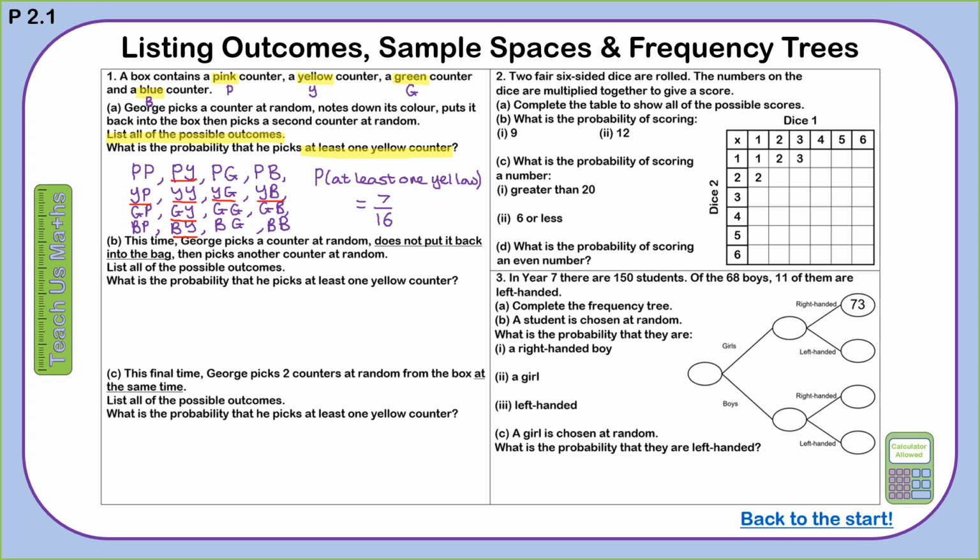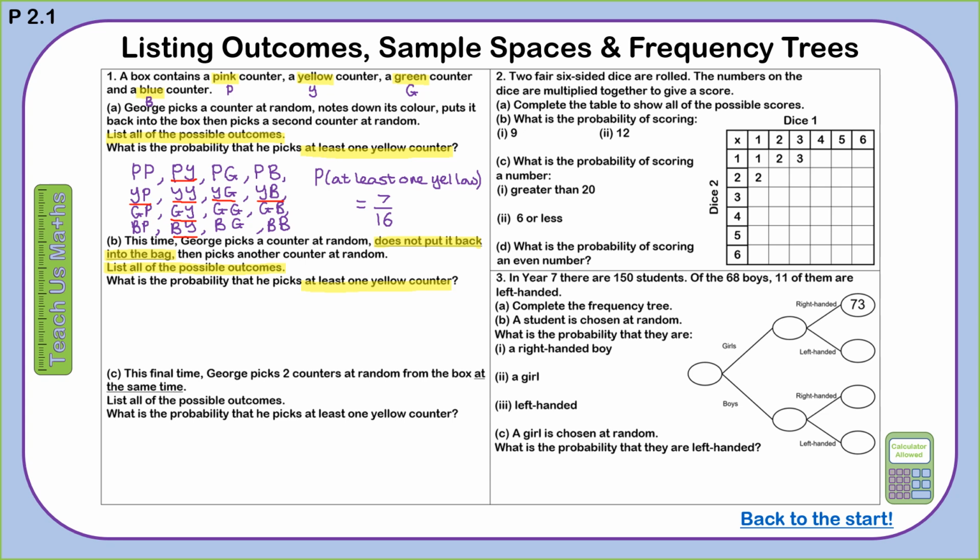This time, George picks a counter at random, does not put it back into the bag, then picks another counter at random. List all of the possible outcomes. What is the probability that he picks at least one yellow counter?